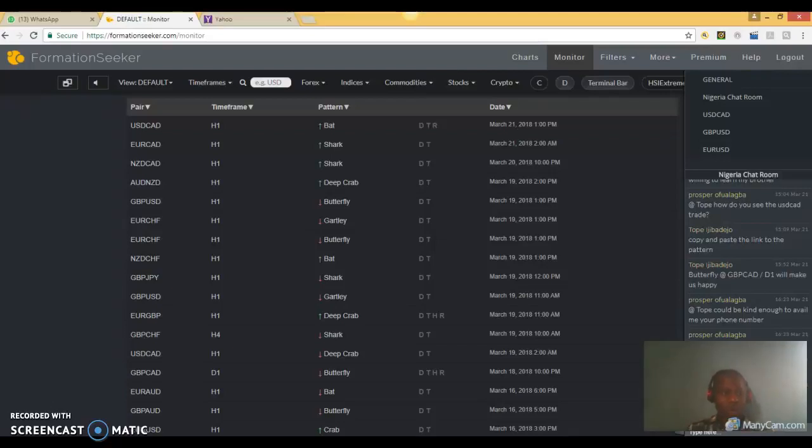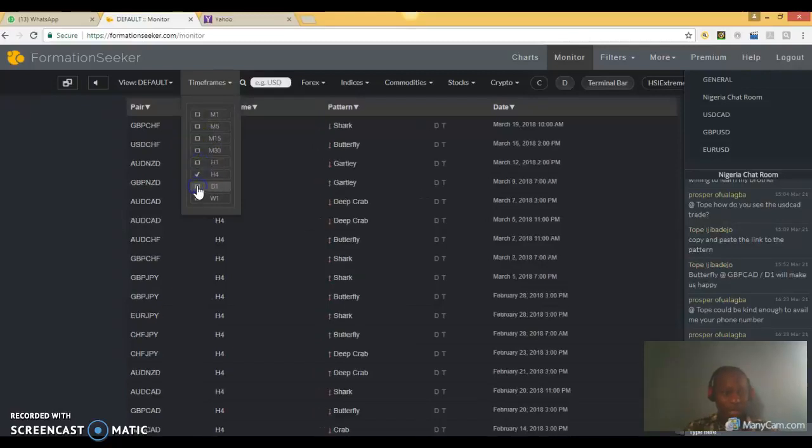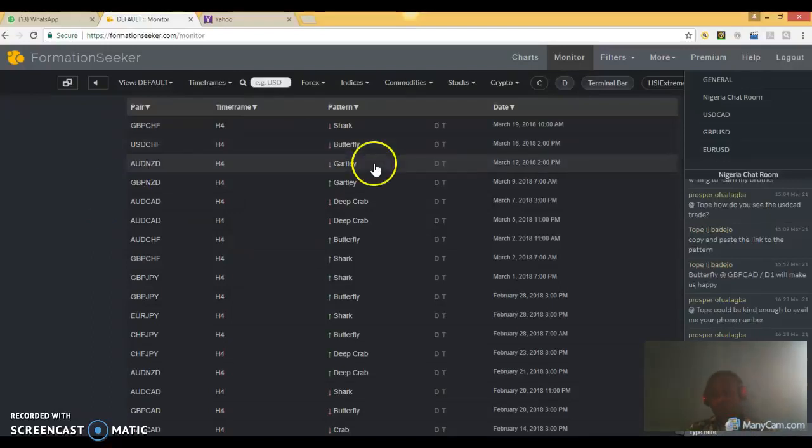Once you log into your Formation Seeker, just like you're seeing, I'm logged into mine now. Where you want to come is you want to click on the time frame, and let me uncheck the 1 hour and then the daily. I just want to show you what Formation Seeker has done in the month of March. Now, going to the 4 hours chart, from the first day of March, we got a signal on pound JPY.